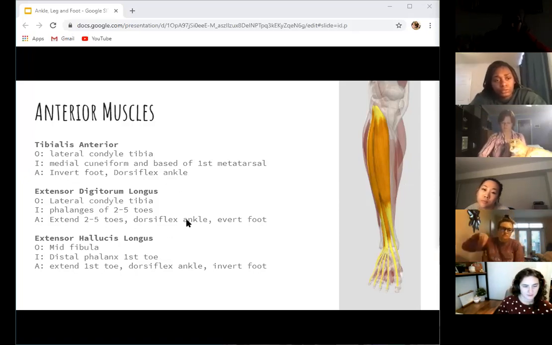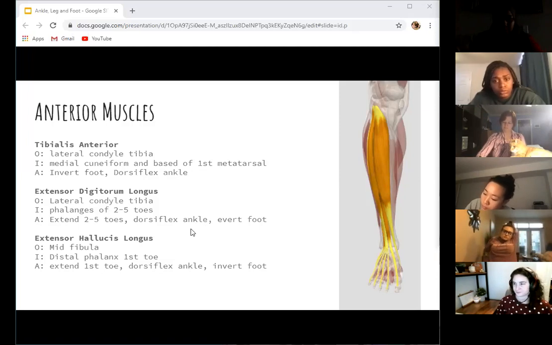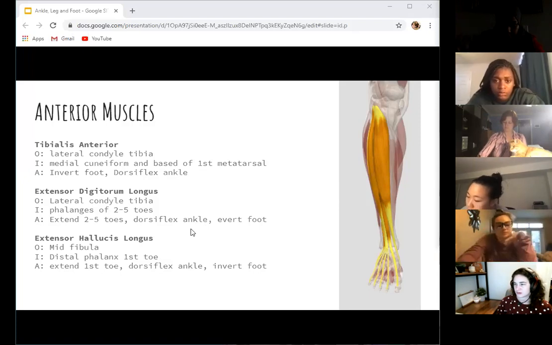So the biggest takeaway for these is they all work on dorsiflexion of the ankle. Two of them help with inversion, one helps to evert, and then think about extension of the toes. Hallucis goes to the first toe, extensor digitorum goes to digits 2 through 5.